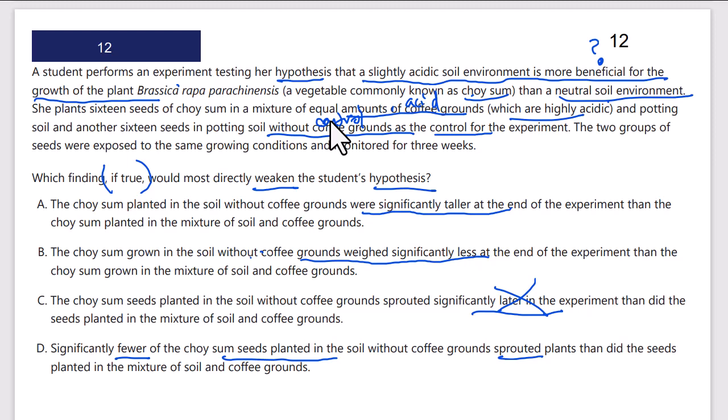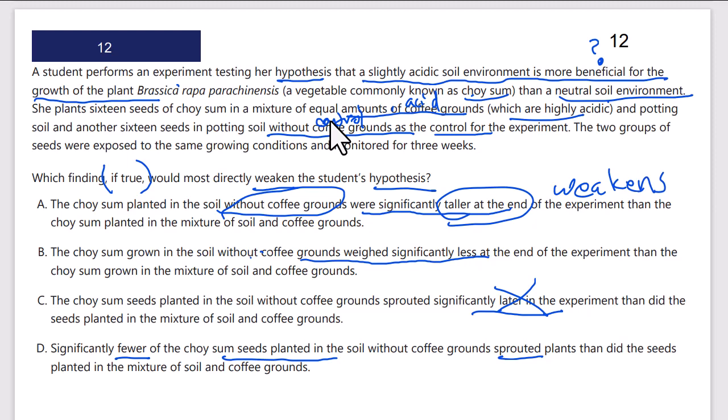How do we decide? If they're all going the same way and weakening the hypothesis in direction, how do we choose? Simple answer is we couldn't. We wouldn't be able to. Fortunately, in these cases, we're going to find that only one of them matches the logical direction. In this case, A. The choice sum plant in the soil without coffee grounds grew taller. So without coffee grounds, the control case was better, which is against the hypothesis. This weakens.